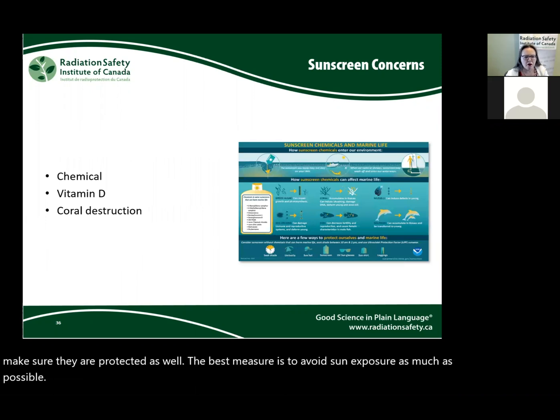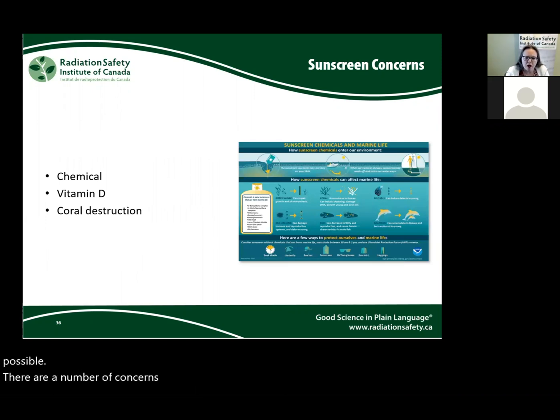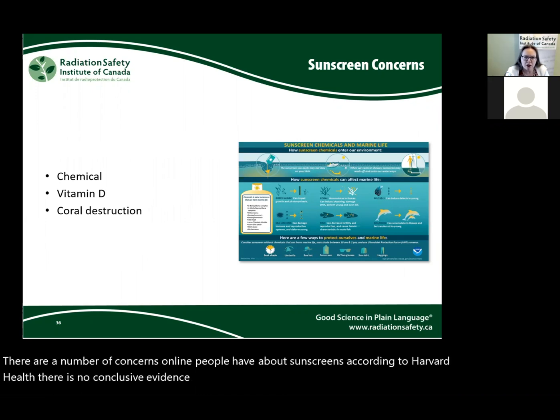There are a number of concerns people have online about sunscreens. According to Harvard Health, there is no conclusive evidence that sunscreens adversely impact health. They provide protection against all 3 common skin cancers.